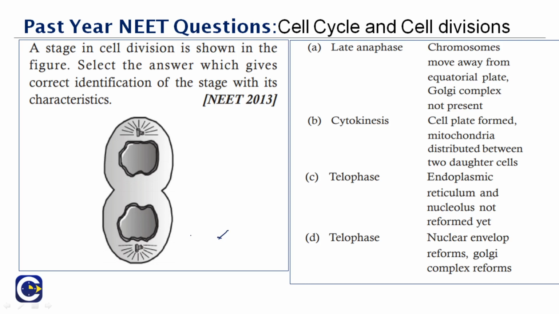Option B, cytokinesis. Cell plate is formed. Mitochondria distributed between the 2 daughter cells. No, cell plate formed we can accept, but the other part of what they have given is wrong. Therefore, option B is also not the answer. Option C, endoplasmic reticulum and nucleolus not reformed yet. Telophase is actually wrong. Last option, nuclear envelope reforms, Golgi complex reforms. The correct answer is option D, because that is the correct identification of the stage that they have given in the picture. Therefore, the correct answer is option D, telophase, nuclear envelope reforms, Golgi complex reforms.